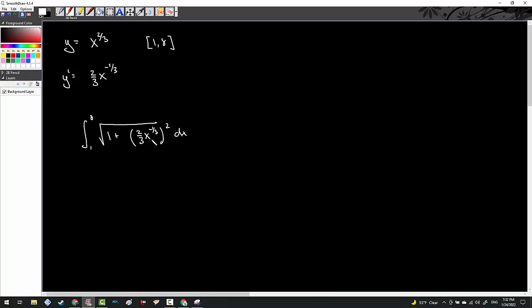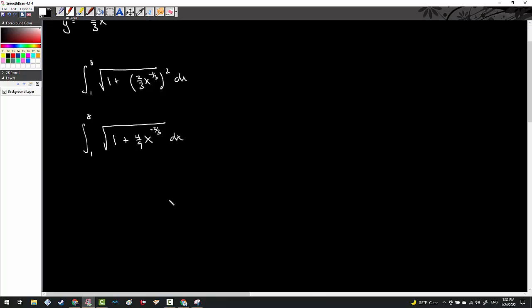Now when I square this, I've got to be real careful, because the 1 is going to stay, the 2/3 will turn into a 4/9. But remember, when we raise a power to a power, we multiply the powers together, so it'll be to the negative 2/3 power, dx. We're still integrating from 1 to 8. Now at this point, remember, we're going to try and get rid of this radical if we can, or simplify the inside as best we can.